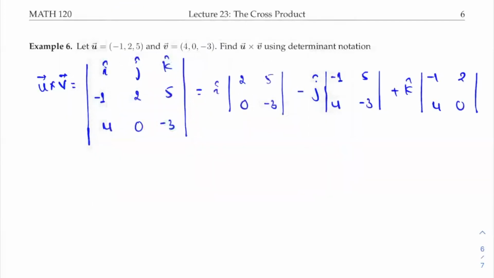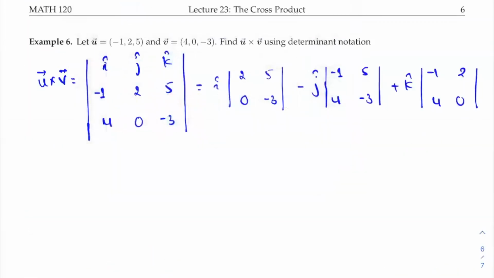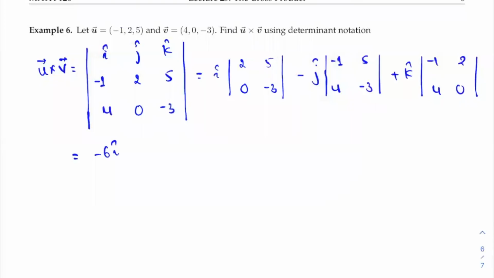For j, the second entry, I remove the corresponding column and row, and I'm left with the entries -1, 5, 4, -3. For the last entry, I remove the corresponding row and column, and I'm left with -1, 2, 4, 0. From now on, I'm just going to do the 2x2 determinants. So I get -6i minus j times (3 minus 20) plus k times -8, or you can write this as -6i plus 17j minus 8k.